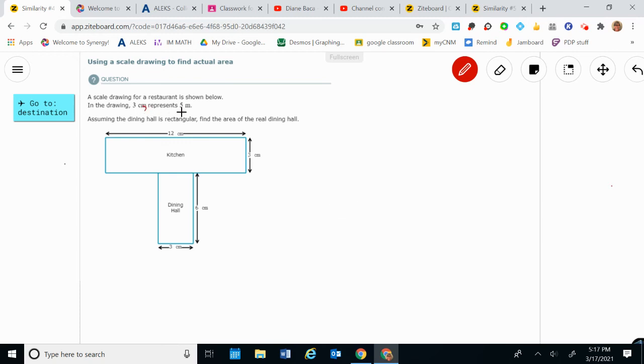In the drawing, 3 centimeters represents 5 meters. So we have 3 cm to 5 meters. Assume the dining hall is rectangular. Find the area of the real dining hall. If it says find the area, you should know the formula for area. It's length times width of a rectangle.